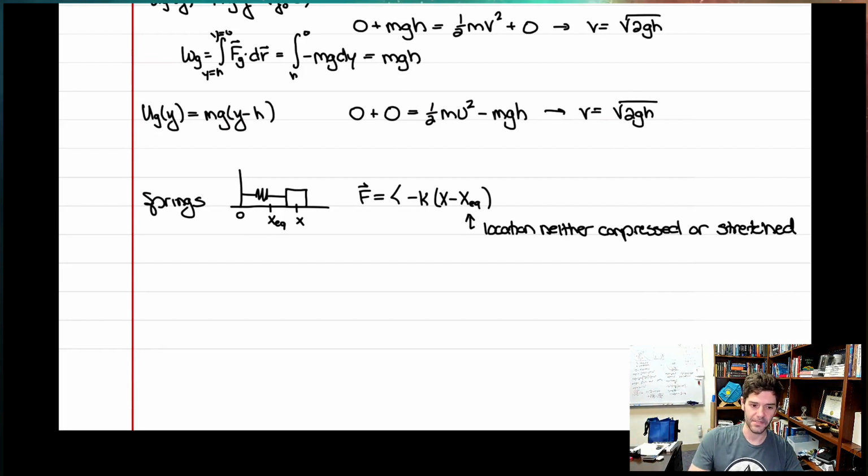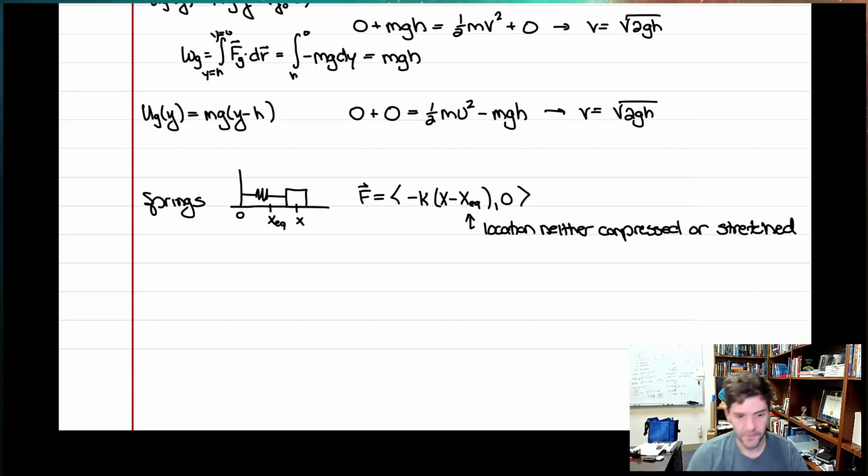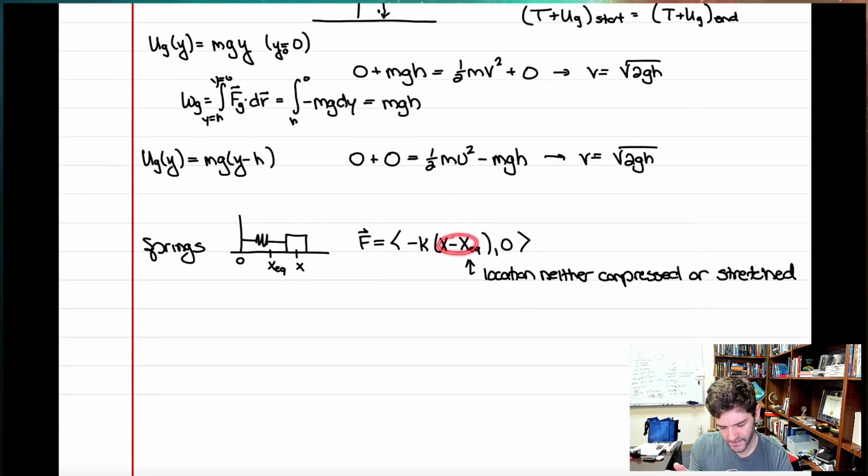In that case, I would expect the force to be pointing to the left. And if you look at the force vector, that would be the case. If x is greater than x equilibrium, the entire thing in the parentheses is positive, so the entire thing is negative, so it's pointing to the left. If x is smaller than x equilibrium, the parentheses are negative, so the entire thing is positive, so it's pushing out to the right as a result.